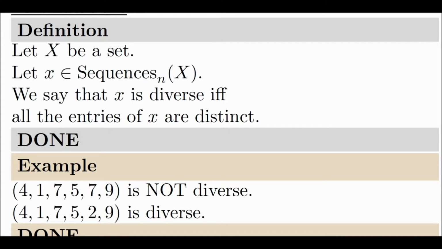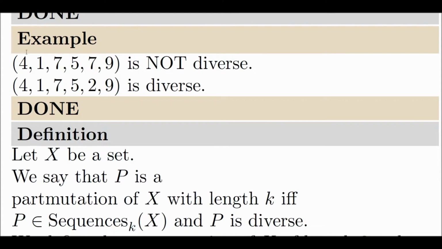So let capital X be a set. Let's say little x is a sequence of length n made from the objects in capital X. We'll say that little x is diverse if all the entries are distinct. Here's an example of what I'm talking about. This sequence is not diverse. It's not true that all the entries are different. This sequence is diverse. All the entries are different. That's what I mean by diverse here.